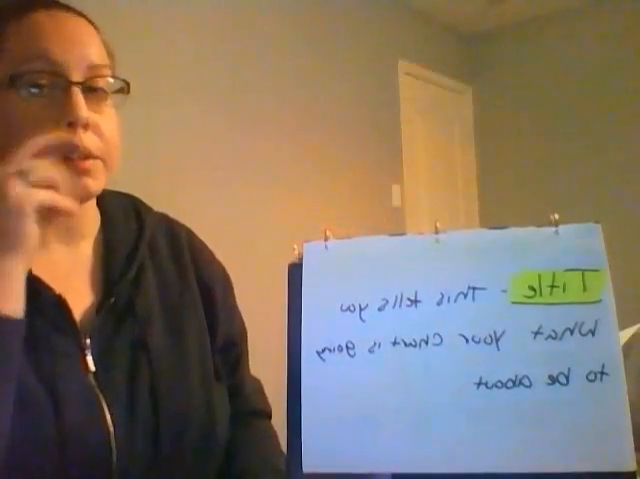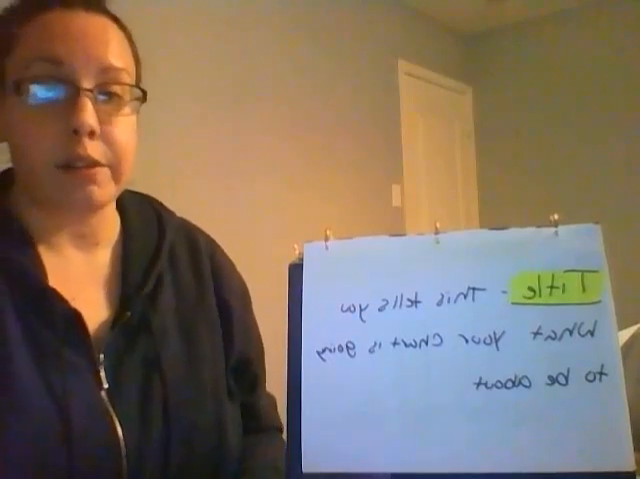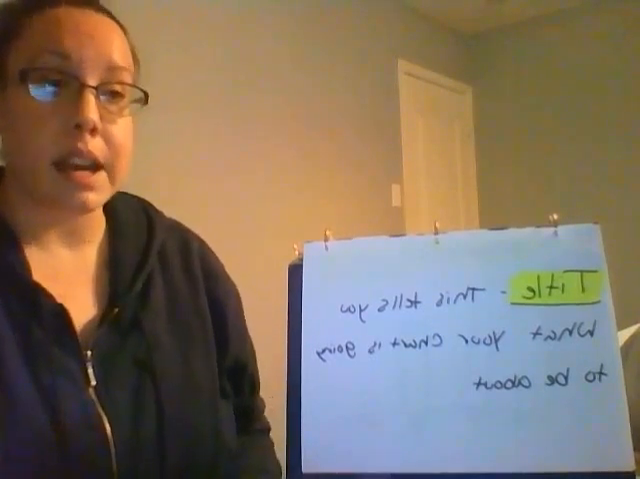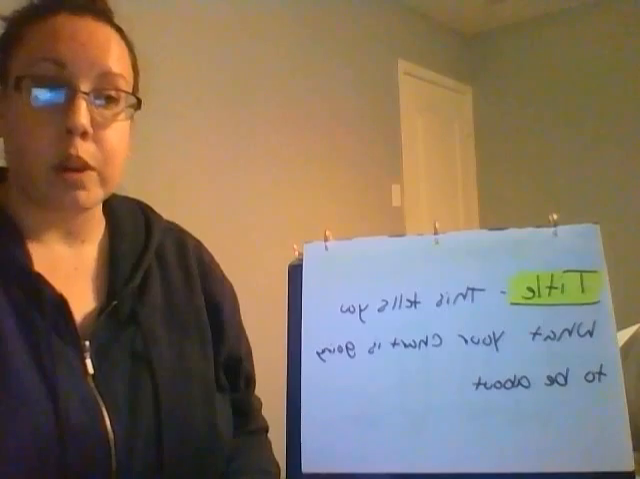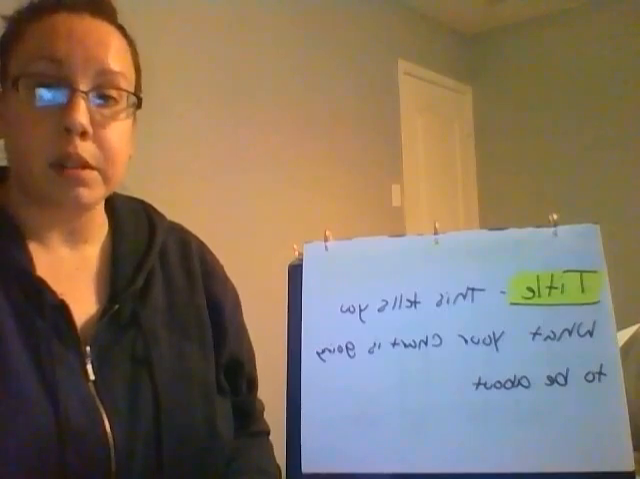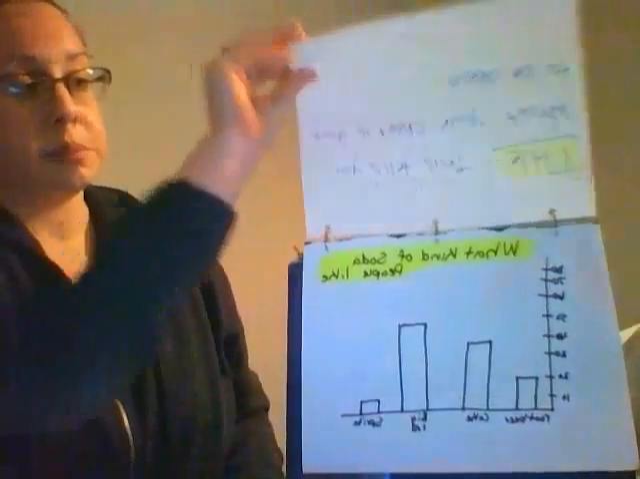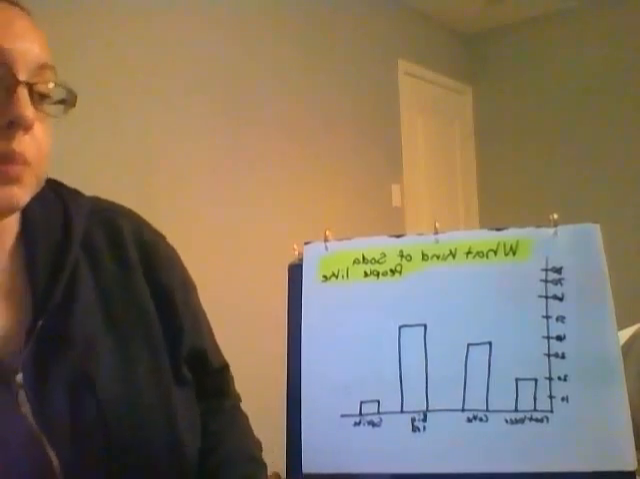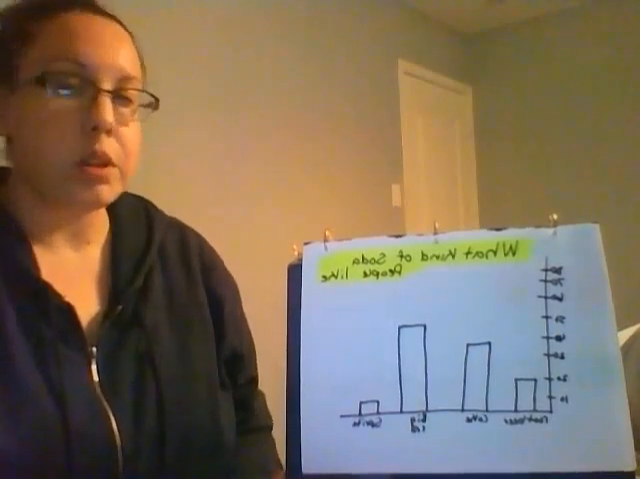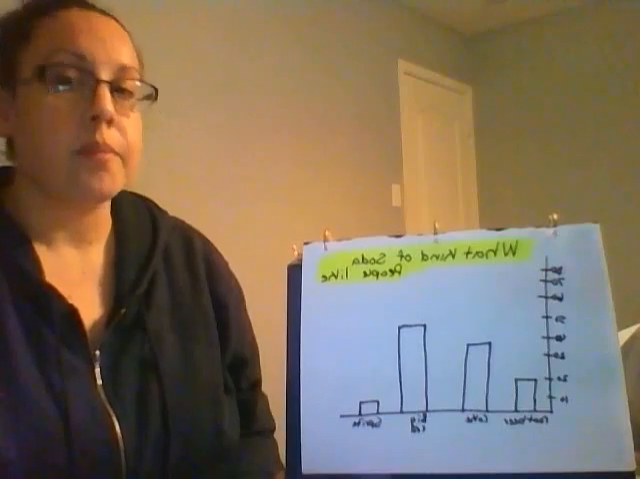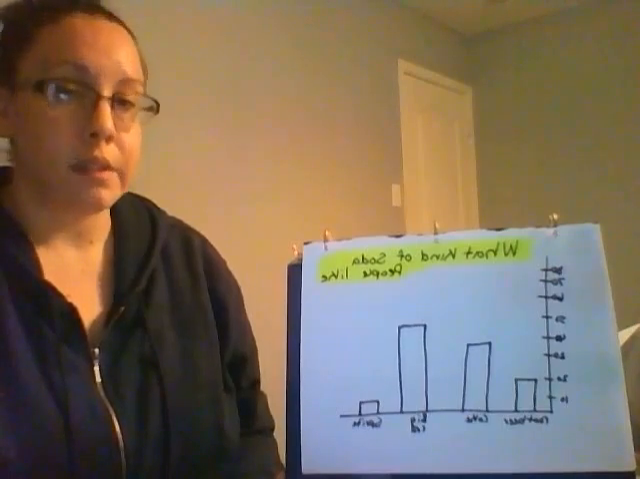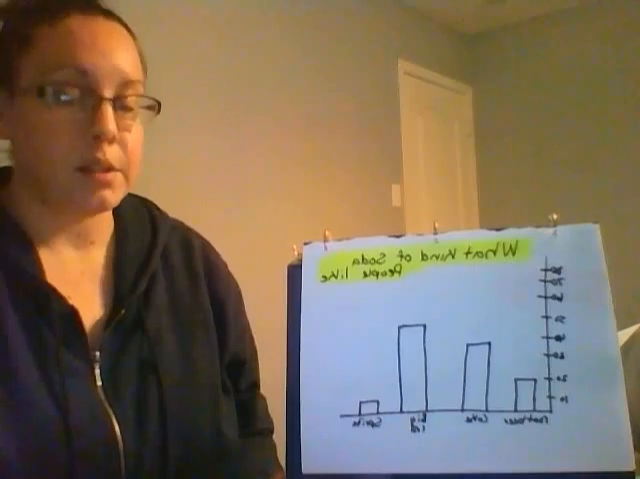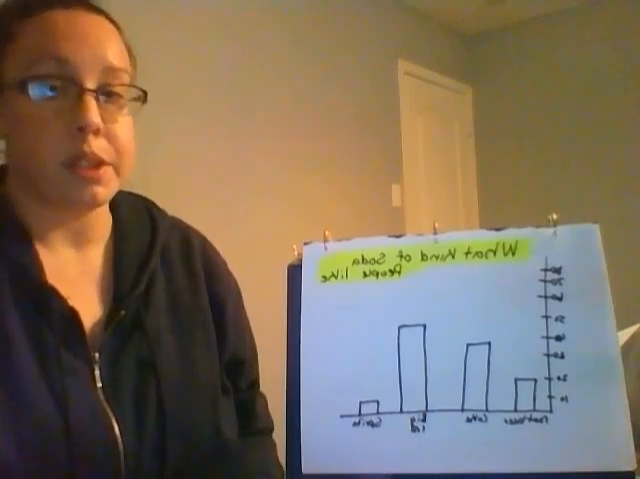Next, the title. The title is very, very important because that is going to tell you what your chart is going to be about. This chart is what kind of soda people like. So what do you think is going to be on it? Stephanie? Yes. Which sodas a person likes?